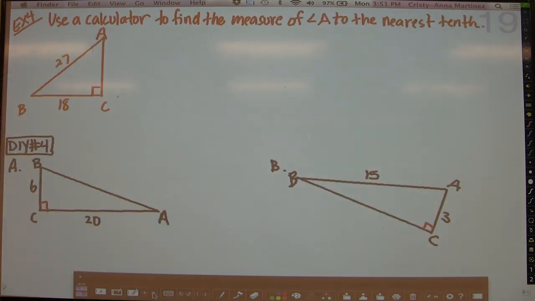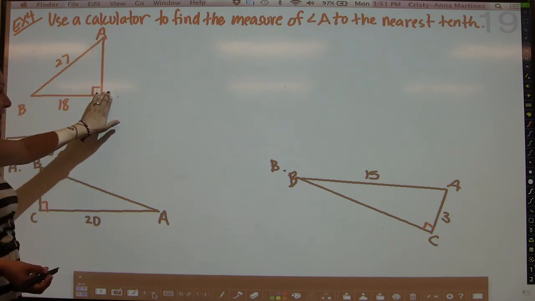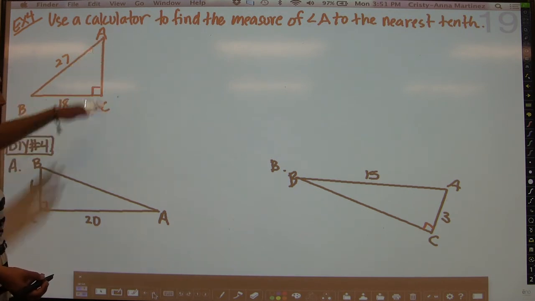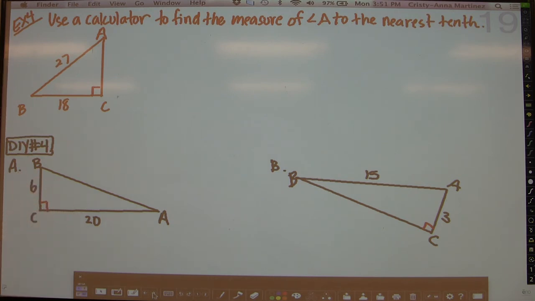Example 4 is going to be different from example 3 in that the angle measure was given in the previous example. We knew that the angle measure was 5, and so you were only trying to find missing side lengths. But now you're actually going to be looking for the angle measure. It says use a calculator to find the measure of angle A to the nearest 10th. So I don't need to know what the side length is. I want to know what the angle measure is. Now again, one of the first things you have to be able to do is to identify which trig ratio you're going to use in order to find this missing angle measure.